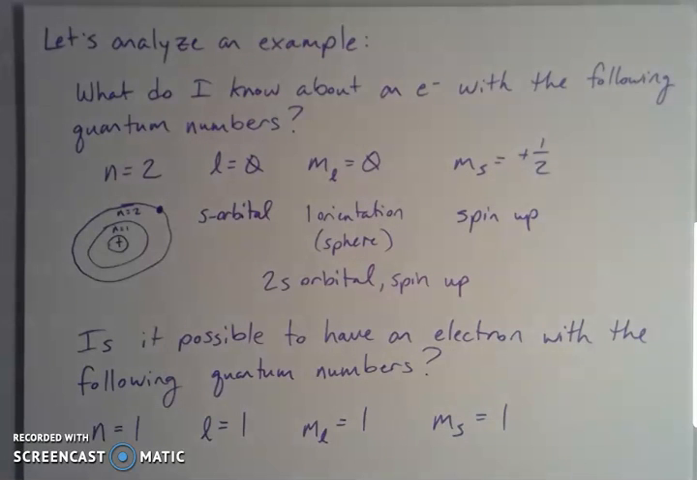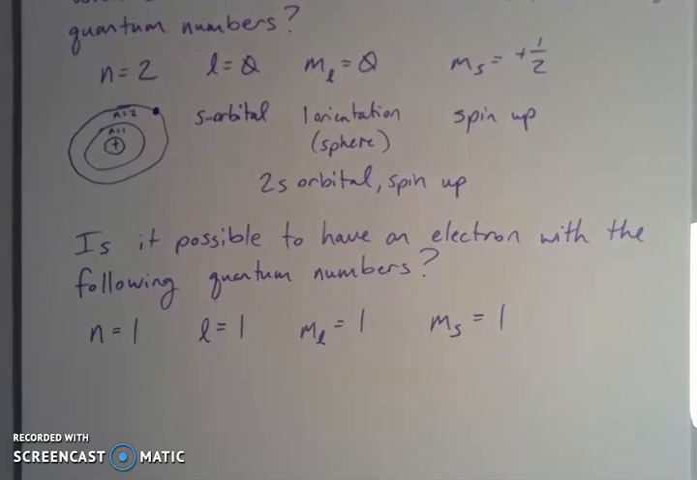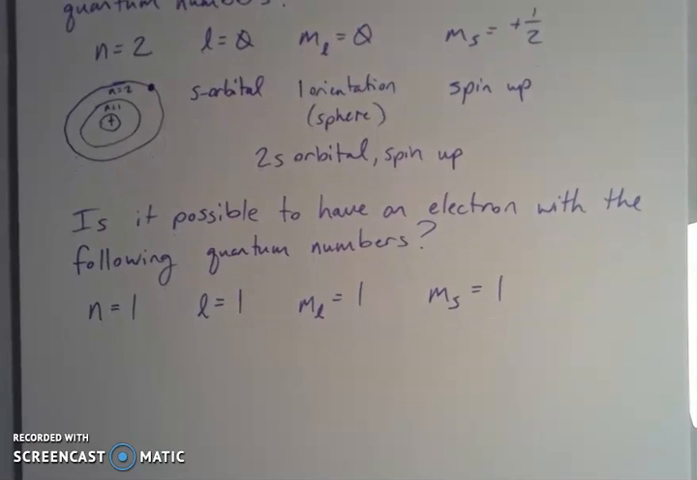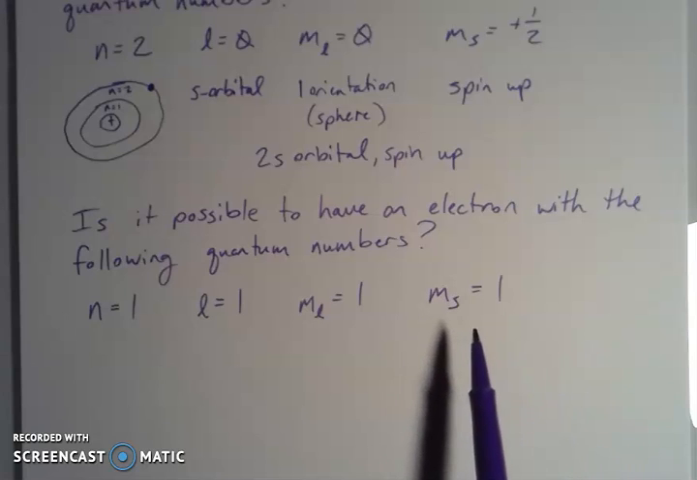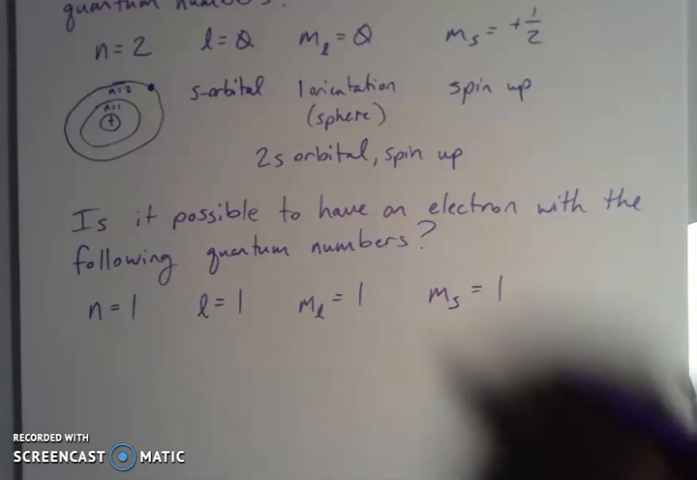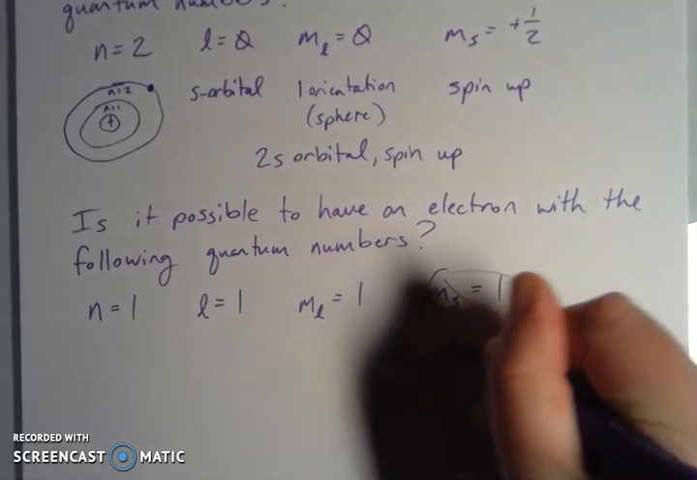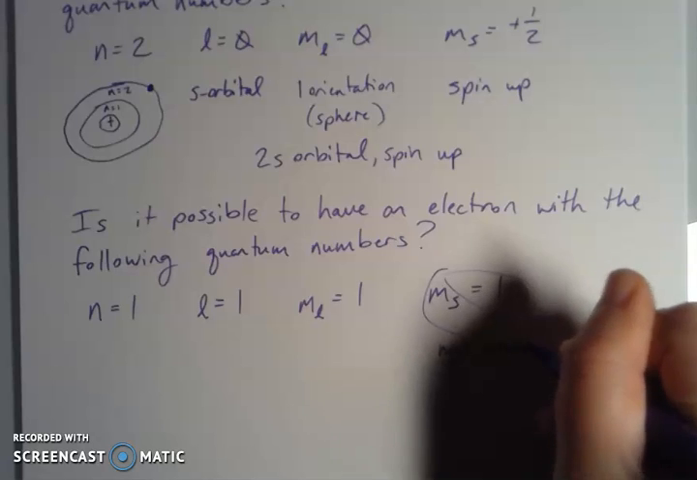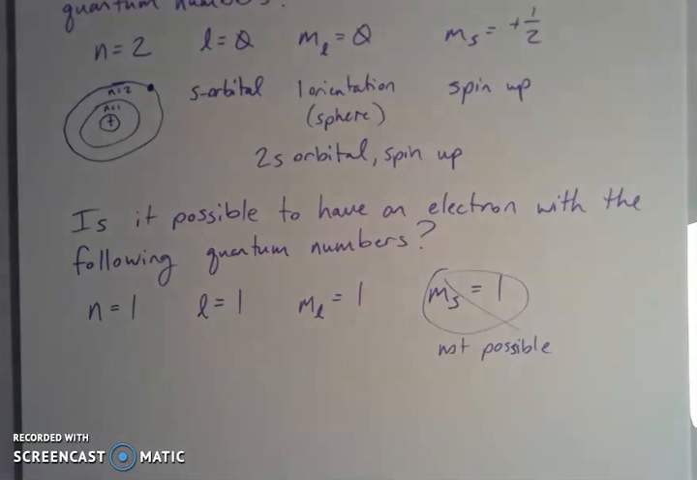Now we can also use this to figure out if the information that we're given is even possible. If we're given these four quantum numbers, can I have an electron that corresponds to them? Well, let's see what we know about it, and let's see where there are some problems, if there are. So I have n equals 1. The first one that should stick out at you is the spin quantum number. Spin quantum number can only be +1/2 or -1/2. So we already know that this isn't possible.